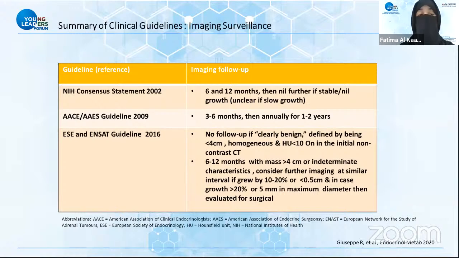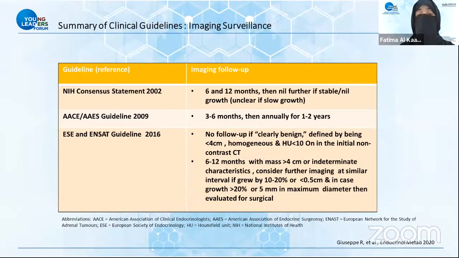The European Society of Endocrinology in 2016 recommends no follow-up if clearly benign, defined as being less than 4 centimeters, homogeneous, and Hounsfield units less than 10 on initial imaging. Otherwise, 6 to 12 months for a mass more than 4 centimeters or indeterminate characteristics, and consider further imaging at a similar interval if the growth is between 10 to 20% or less than 0.5 centimeter.